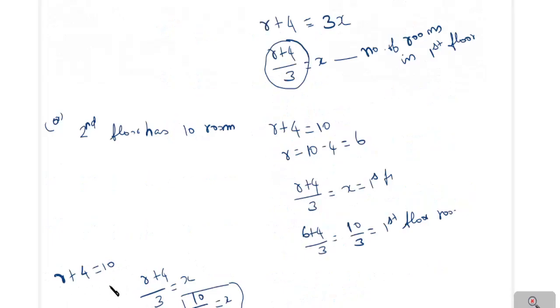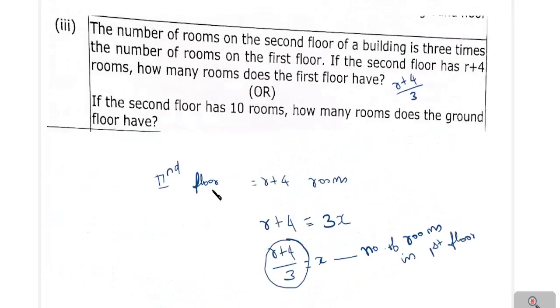You can replace r plus 4 with the value 10. So 10 by 3 equal to x, the first floor. So here the answer is 10 by 3.